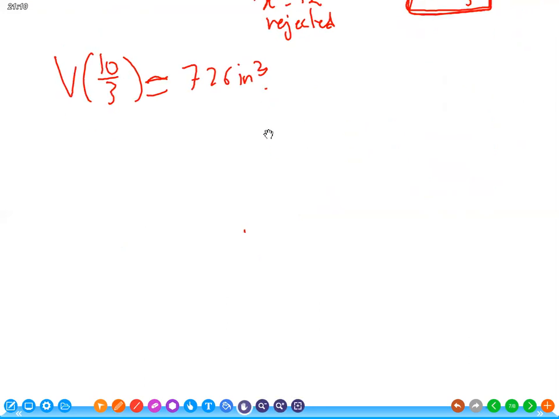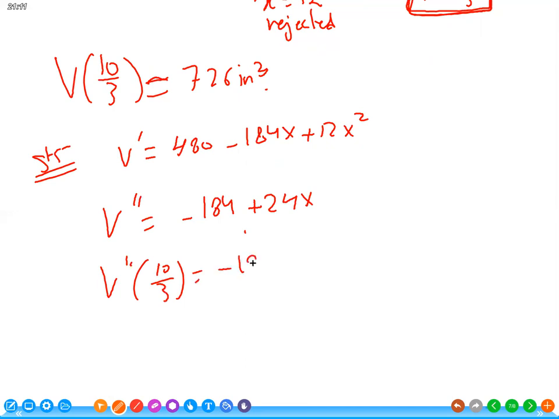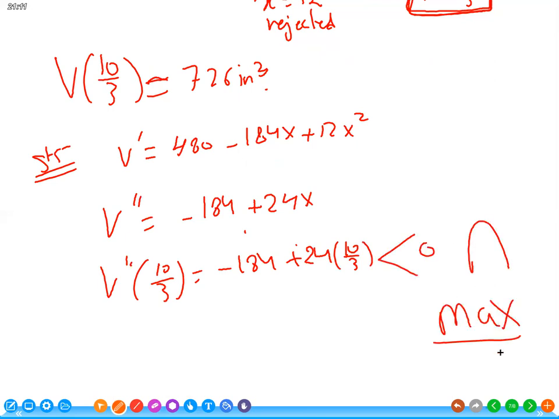Now I want to check whether this represents a maximum or minimum. Step 5, second derivative test. V prime equals 480 minus 184x plus 12x squared. V double prime will be minus 184 plus 24x. Replace the critical point: 24 times 10 over 3. The answer will be negative, so it's concave down. So this represents a maximum.